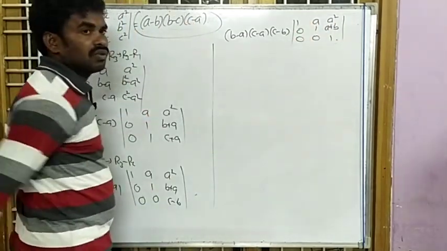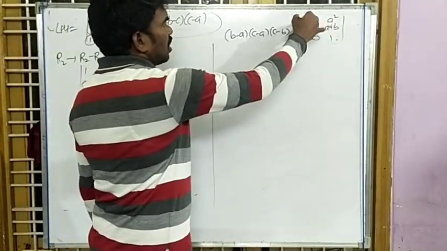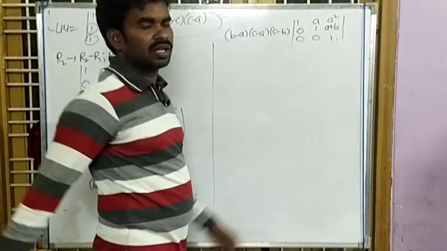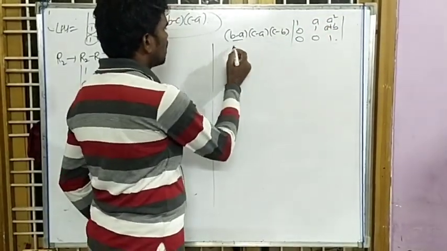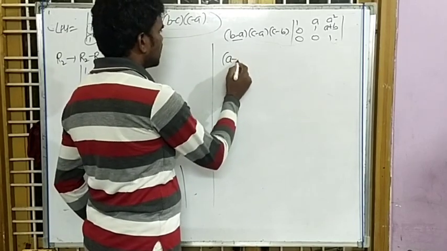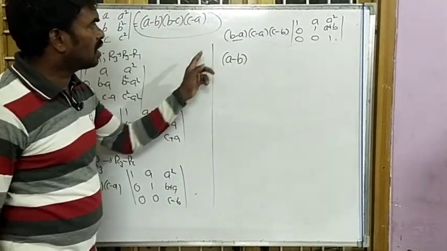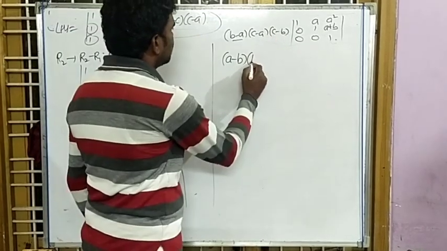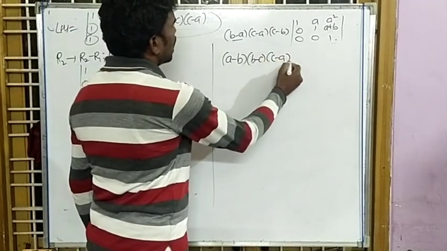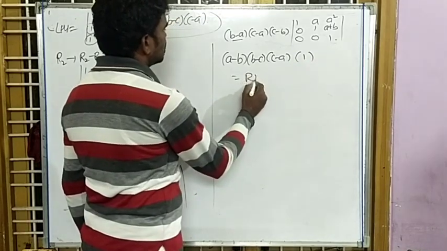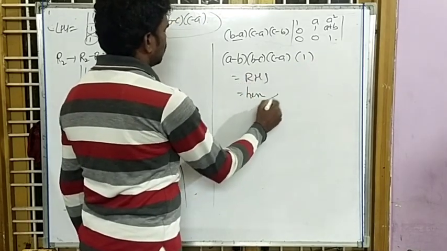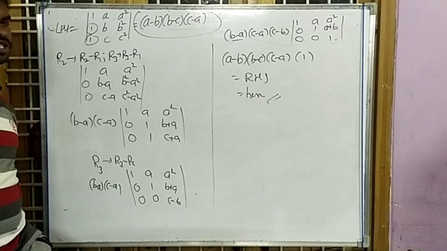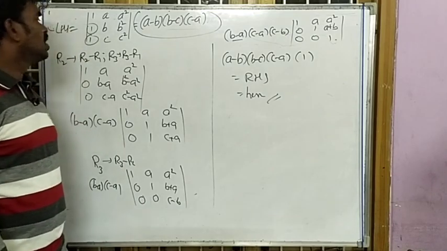So we get 1. Because of this upper triangular matrix, 1 into 1 into 1 is 1, otherwise do it. So this is b minus a, I am writing as a minus b. So minus common, or minus into minus, minus c plus b. So b minus c and c minus a, and this is 1. So it is equal to RHS, hence proved. Okay, very simple question, the same process as the previous question. Next question.